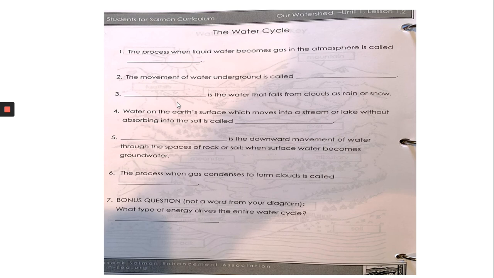And here's your bonus question. Are you ready? It's not a word from your diagram. What drives the entire water cycle? That's right, it's the sun. All right, let's go ahead and check out our answers again.